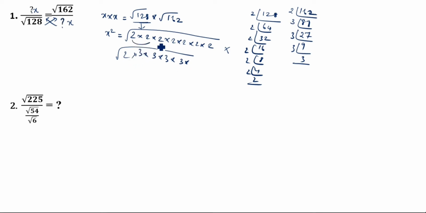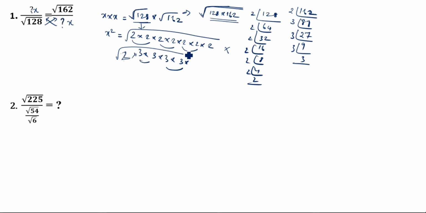So what you will do is take them as pairs of 2. So here are the pairs of 2. You see what remains: a 2 is there, and here a 2 is there. Here also root, here also root. How will you write this? Root of 128 into 162. You have to write the numbers in one root.